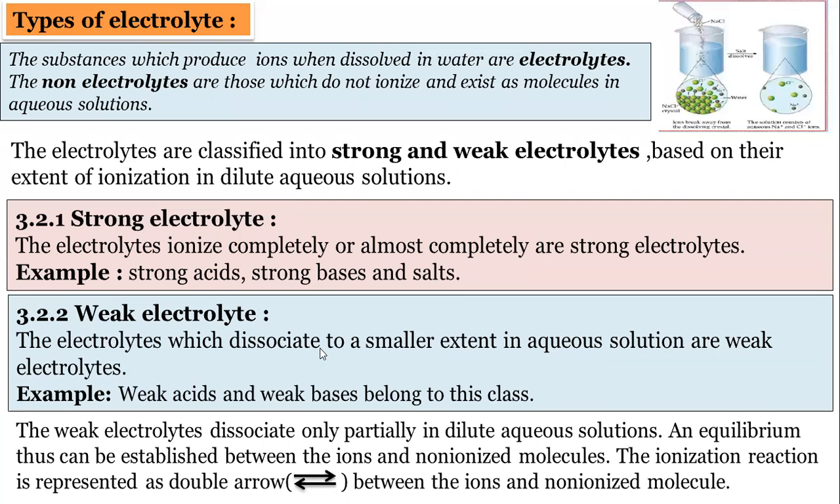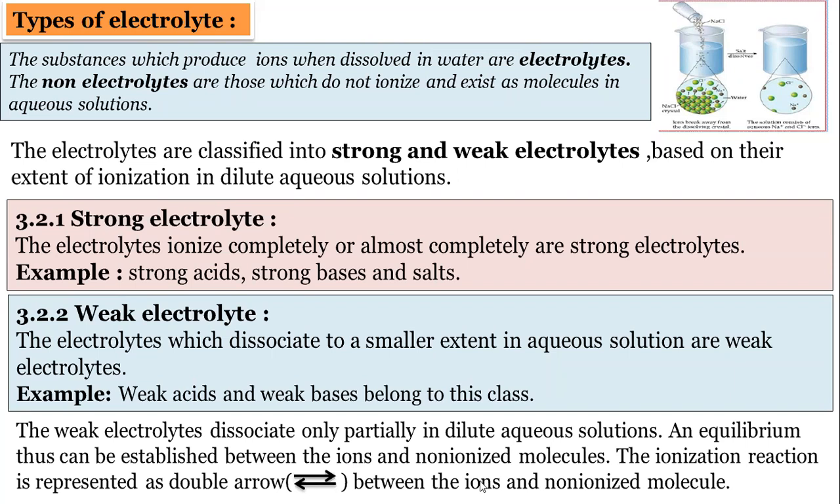For example, I will give the example CH3COOH, acetic acid. When it is dissolved in water, it is not completely dissociated, it is partly dissociated. So these are weak electrolytes, which dissociate partially in dilute solutions. In the case of weak electrolytes, an equilibrium is established between ions and non-ionized molecules. Remember, some of the molecules remain as they are, because they do not dissociate into ions.